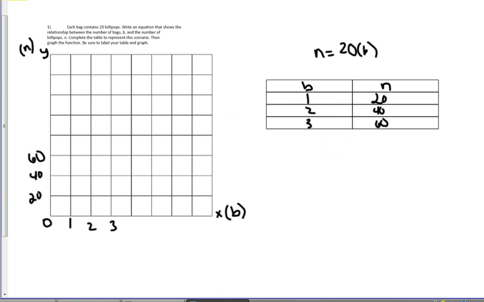1 and 20 go together. So I go right 1 up to 20. 2 and 40 go together.